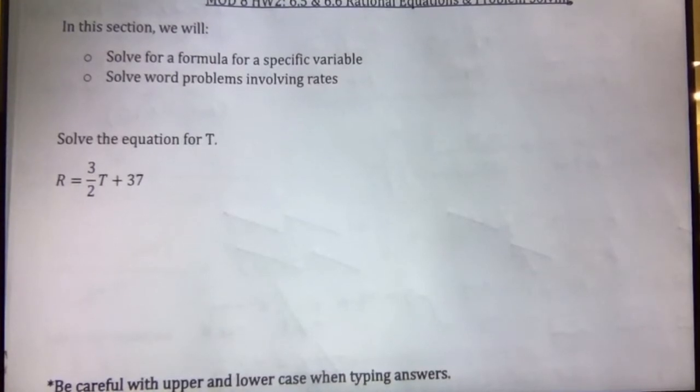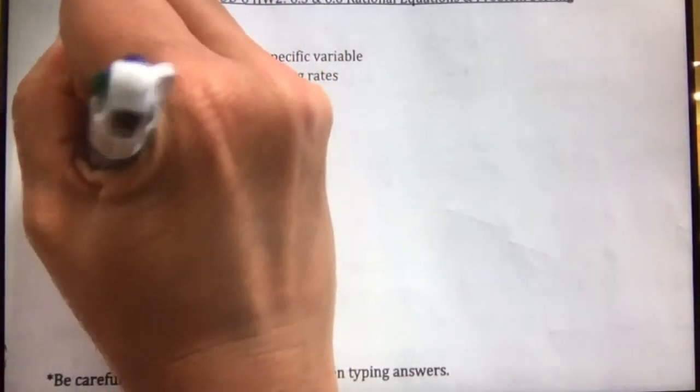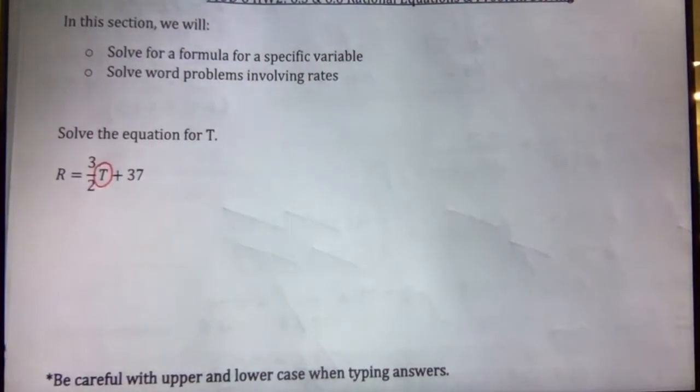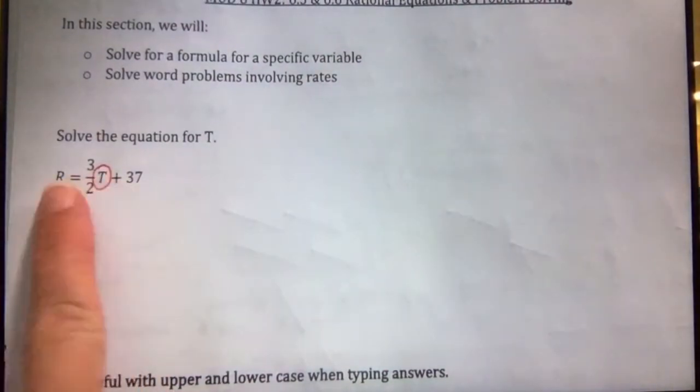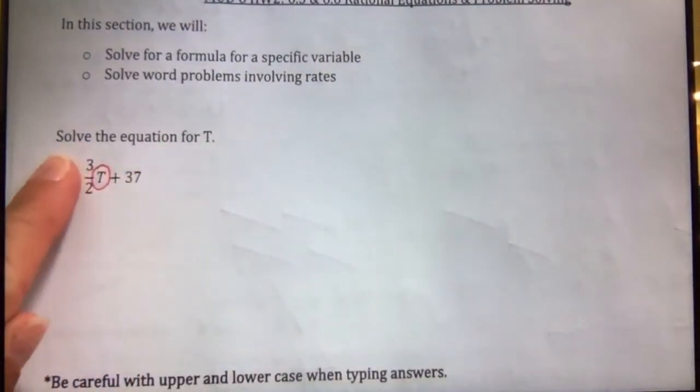So solve the equation for t. I want to get t by itself. I want to get t equals. We have R equals 3 over 2 t plus 37. So let's work from the outside in. What's the furthest thing away from t on this side of the equation? 37. Let's get rid of 37.